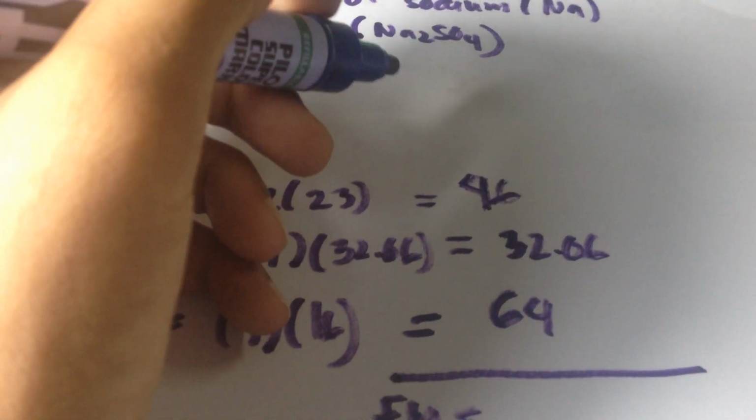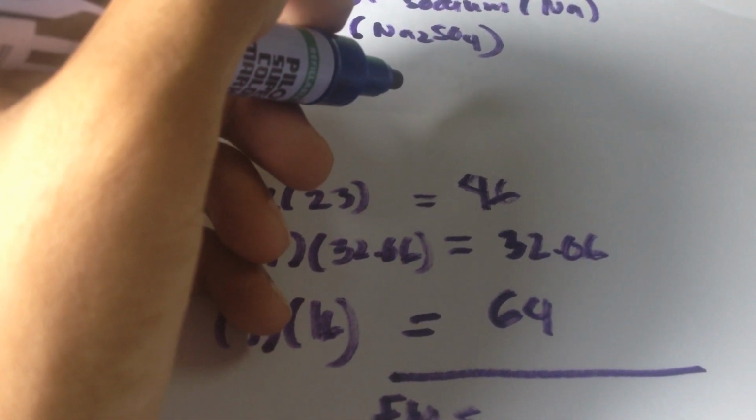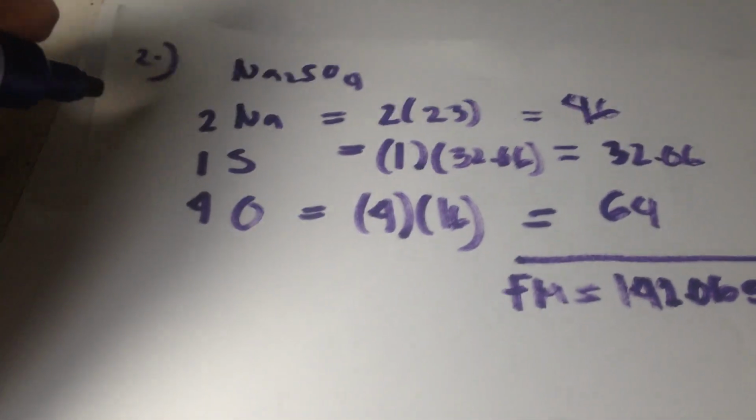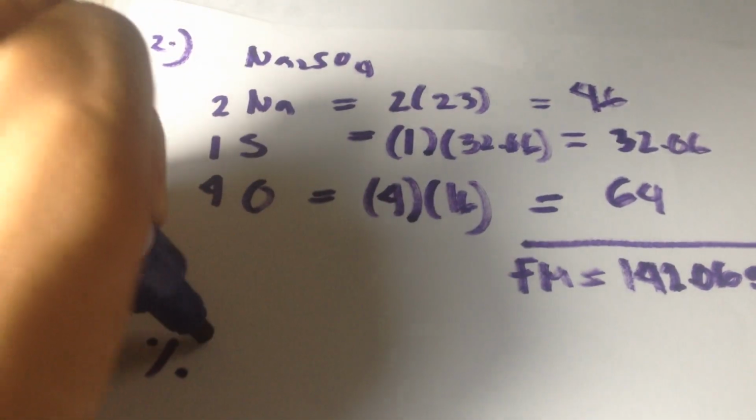So the formula mass is 46 plus 32.06 plus 64, which equals 142.06 grams per mole of sodium sulfate. Okay, we need to find the percent of sodium, only the percent of sodium.